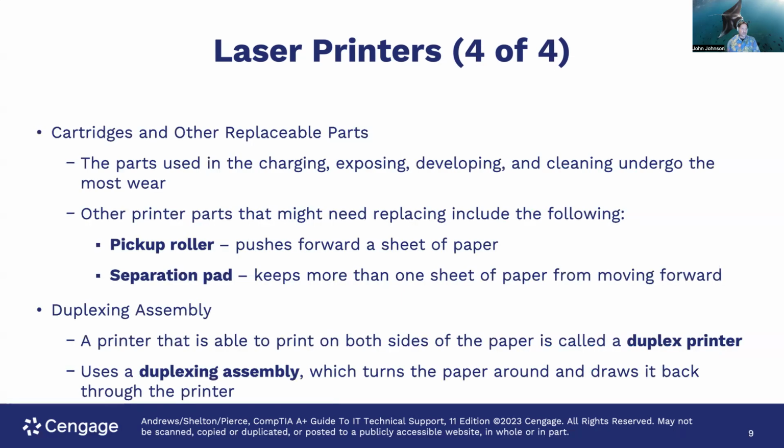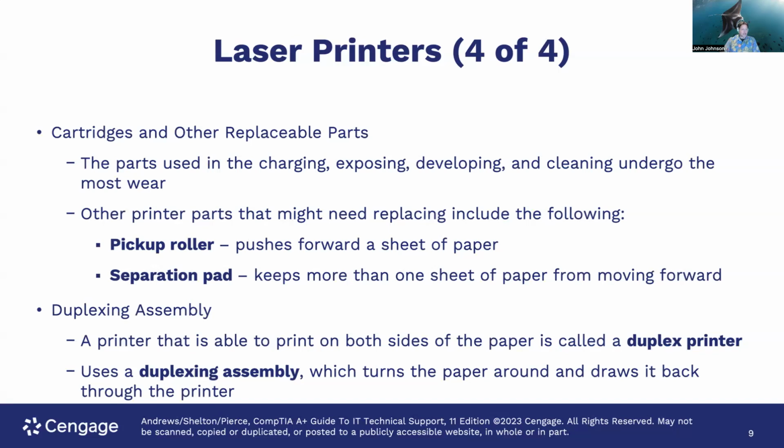So cartridges and other replaceable parts. The parts used in the charging, exposing, developing, and cleaning undergo the most wear. Other printer parts that might need replacing include the following: the pickup roller, which pushes forward the sheet of paper from the paper tray up into the system. Then you've got the separation pad, which keeps more than one sheet of paper from moving forward. Those can wear out over time.